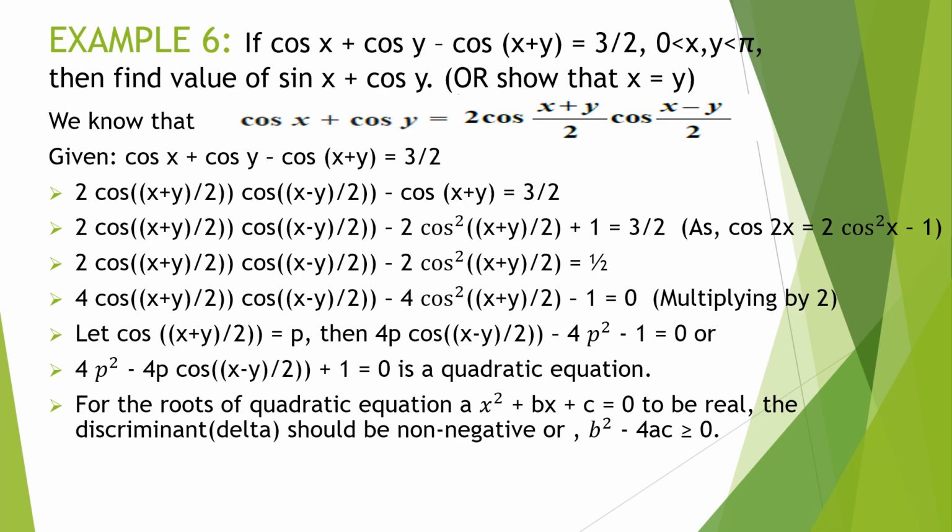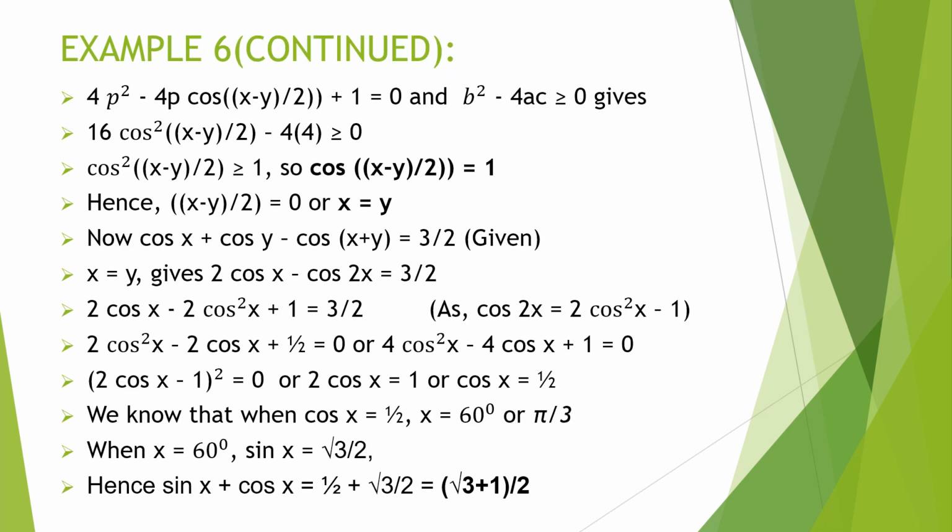Now for the roots of a quadratic equation ax² plus bx plus c equal to 0 to be real, what should we have? Delta, or b² minus 4ac, should be greater than or equal to 0. Now our quadratic equation is 4p² minus 4p into cos((x−y)/2) plus 1 equal to 0, and for the roots to be real, b² minus 4ac should be greater than or equal to 0. What is b over here? b is 4 into cos((x−y)/2).